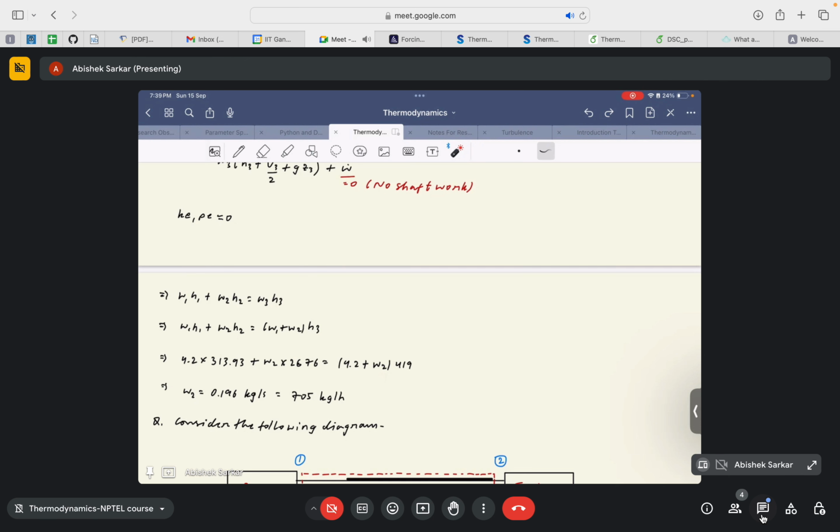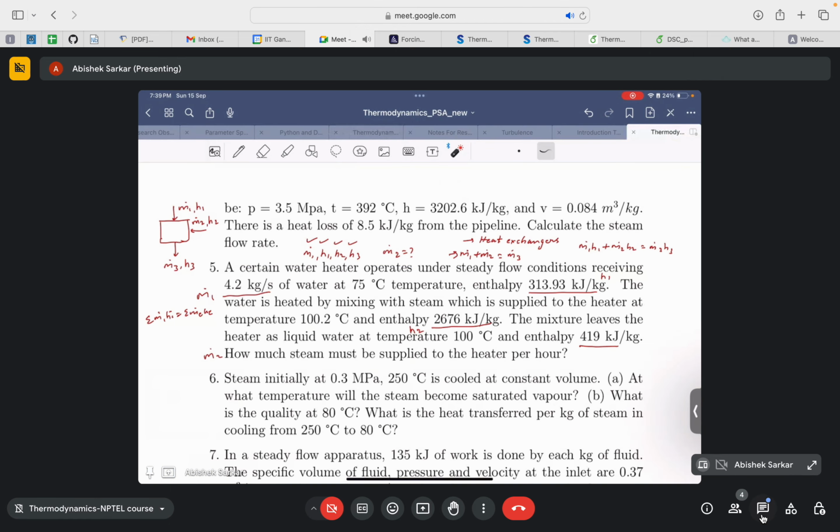The only unknown left here is w2. Once you solve for w2, you will get w2 equal to 0.196 kg per second or 705 kg per hour. Just multiply this by 60 into 60, so we get 705 kg per hour. I hope that's clear. So let us look at the next question.